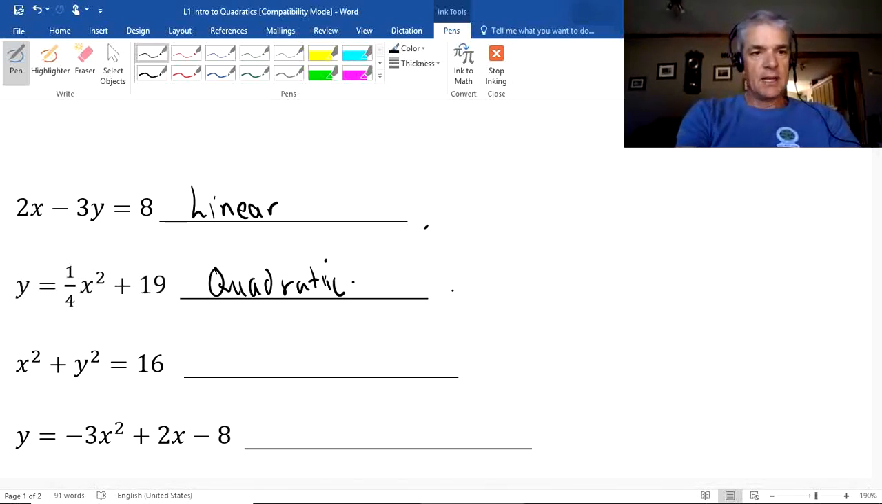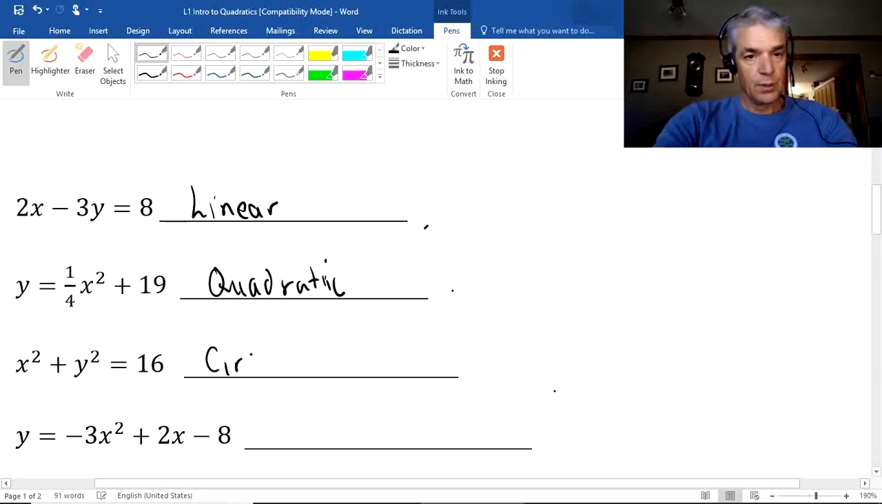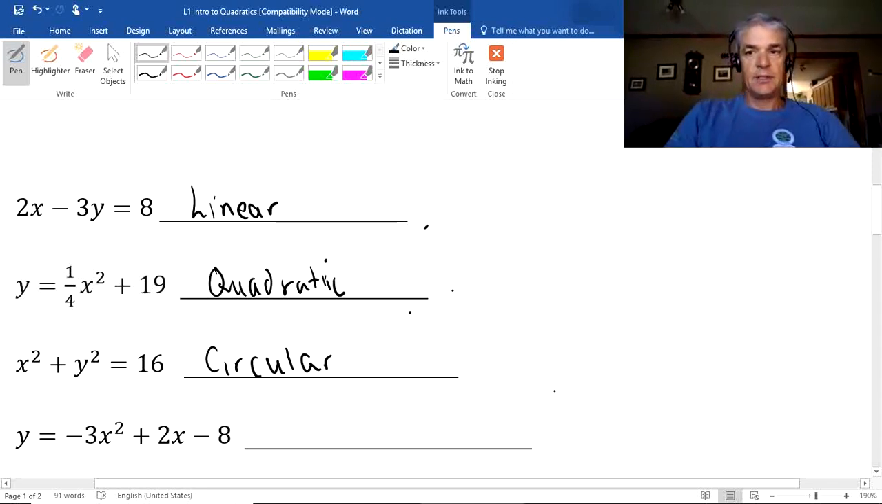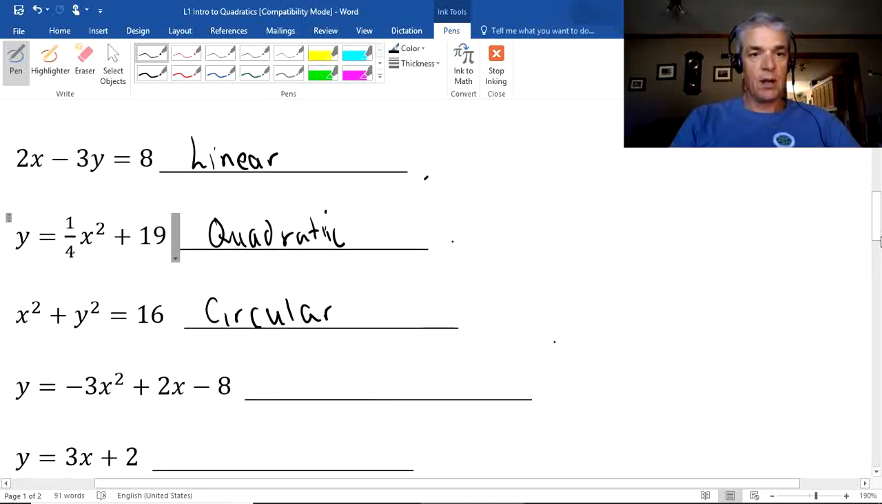And then if I look at the next one, x squared plus y squared equals 16. Now I see both the x and the y are squared, so this is a circular equation. Okay. And then we get down to the last one, which I kind of like, and it is y equals minus 3x squared plus 2x minus 8. This has an x squared, it also has an x, and then it has a y. Because it has an x squared and the y is not squared, it will qualify as a quadratic.